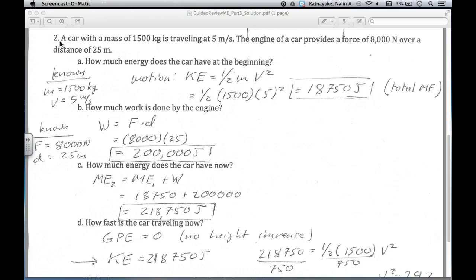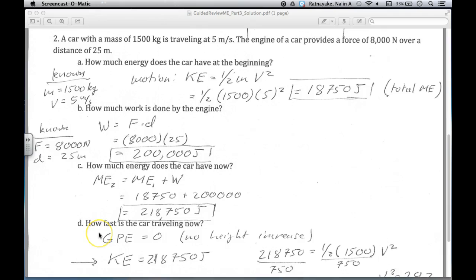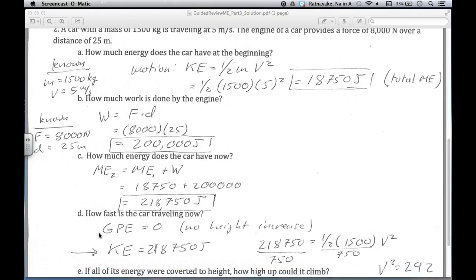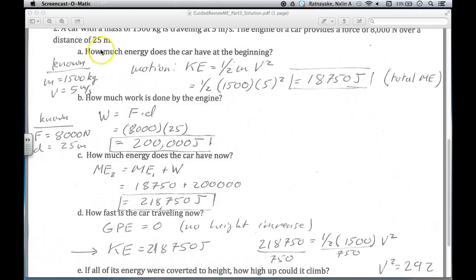Number 2: a car with a mass of 1,500 kilograms is traveling at 5 meters per second. The engine of the car provides a force of 8,000 newtons over a distance of 25 meters. And what we have is several steps, A, B, C, D, and E, that are going to step us through figuring some stuff out about this car. And part A says, how much energy does the car have at the beginning?